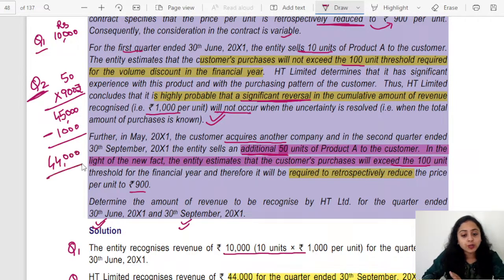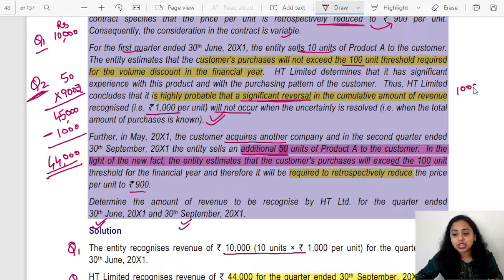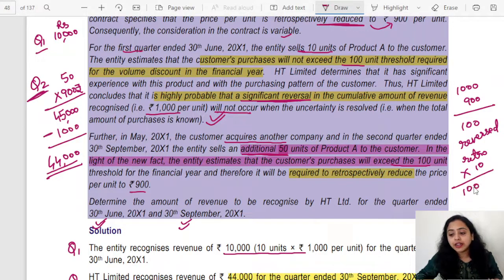So for quarter 1, you will be recording 10,000 rupees as revenue. For quarter 2, you will be recording 44,000 as revenue. Why have you reduced this 100? Because 1,000 rupees was charged and now only 900 must be charged. So this difference of 100 must be reversed retrospectively, into 10 units, and thereby you get 1,000 rupees reversal.